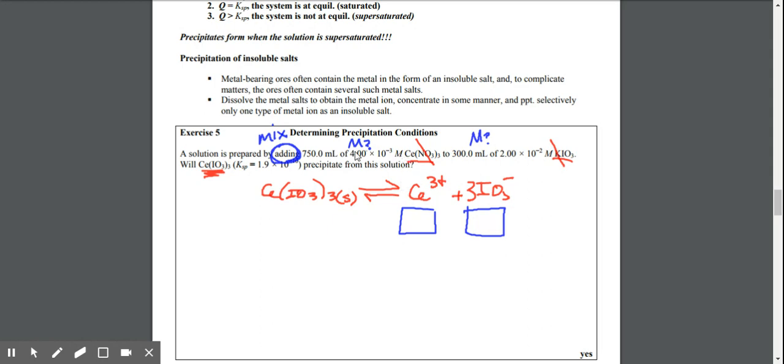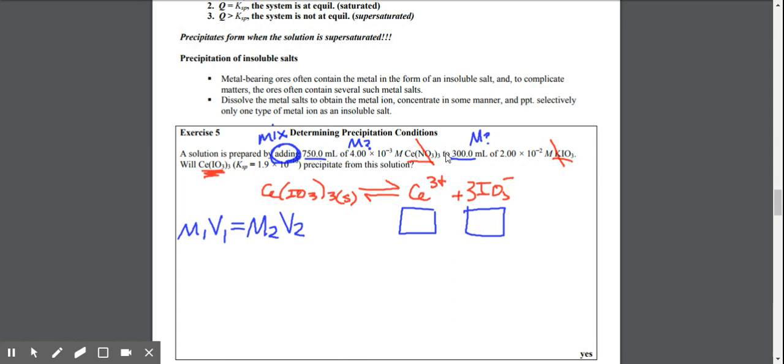For Ce3+, I'm going to take its first molarity. So here's the dilution equation, by the way. M1V1 equals M2V2. M1 is this molarity. V1 is the volume that you started with. M2 is the molarity that we're solving for, our initial value. And V2 is going to be the volume once we put these two volumes together.